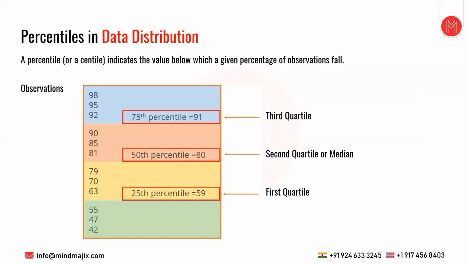Next, we have to see percentiles in a data distribution. What is the meaning behind the percentile, as well as the first quartile, second quartile or median, and the third quartile. A percentile or centile indicates the value below which a given percentage of the observations fall. The quartiles tell us about the spread of a data set by breaking the data set into quarters, just like the median breaks it in half.